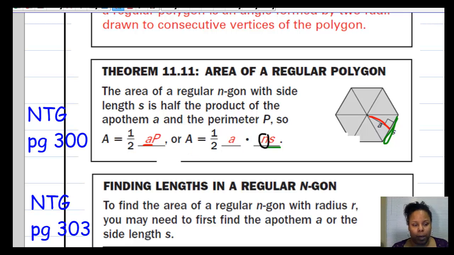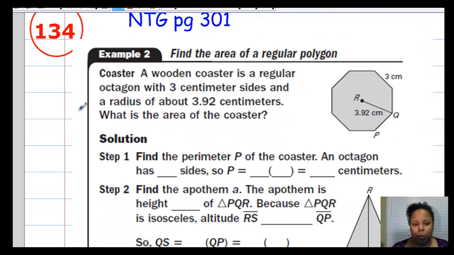So we're going to go over two examples. They can be found on page 301 and 302 in your note-taking guide. You can follow along with me, or you can print these notes out and fill them in as we go along in the video.